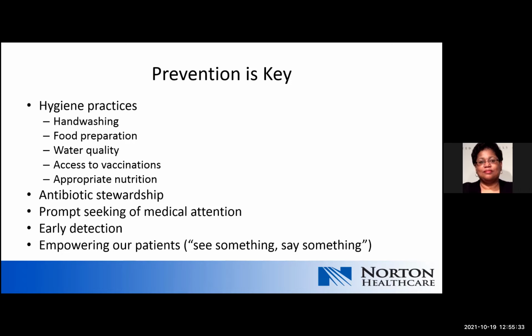Access to vaccinations. We talked about the pneumonia vaccine earlier. This is huge as well, making sure that our patients understand the importance of helping prevent the infections by way of getting a vaccination, and appropriate nutrition, taking care of themselves. Antibiotic stewardship's another big one.